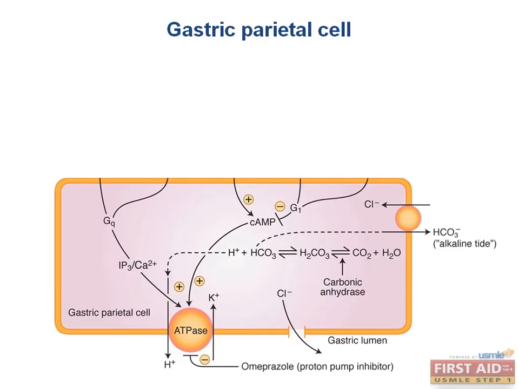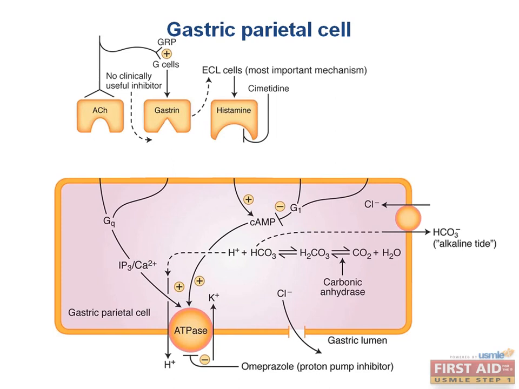Now we have an up-close diagram of the parietal cell. It is important to know the mechanisms of acid release so that you can understand the types of drugs that can interfere with acid production. There are 3 ligand receptor pairs that increase acid production and 3 that decrease production. The 3 that increase acid are acetylcholine, gastrin, and histamine. And the ones that block acid are prostaglandin, misoprostol, and somatostatin.